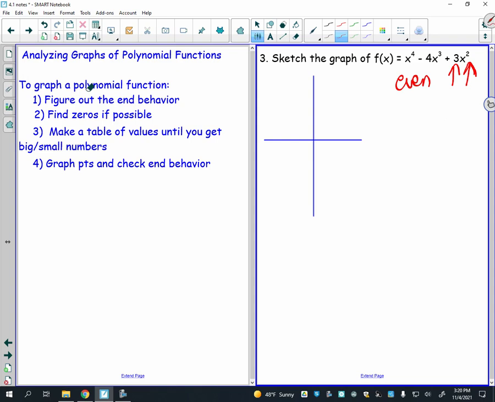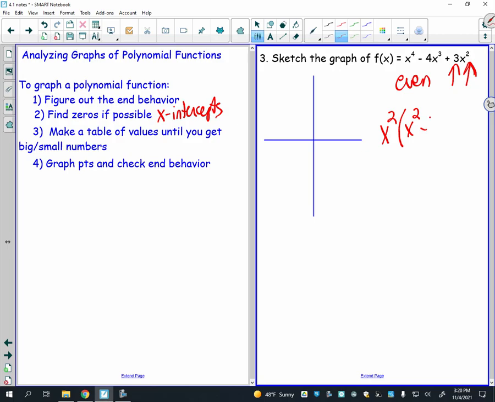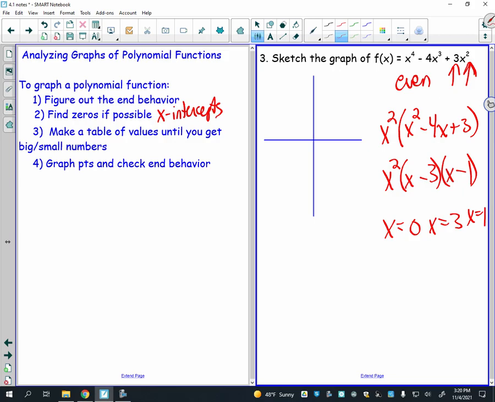Find the zeros if possible, which means if you can factor this, which I think on this one I could factor out an x squared. The zeros are the x-intercepts. I could get x squared times x squared minus 4x plus 3. And then I think I could factor that again and get x and x, 3 and 1, minus and minus. So I'm going to get x equals 0, x equals 3, and x equals 1. So just based on that, I kind of know a lot of stuff about this graph.